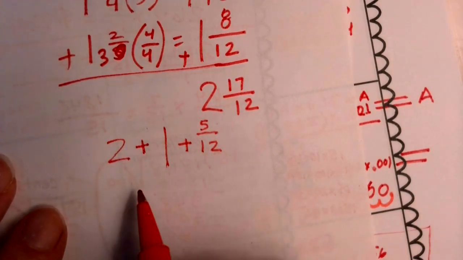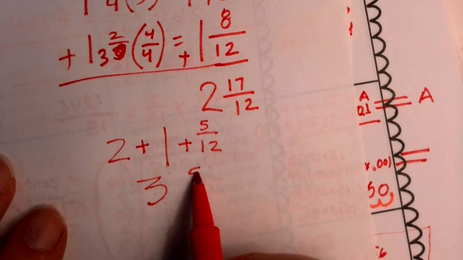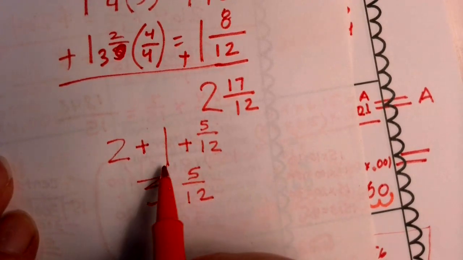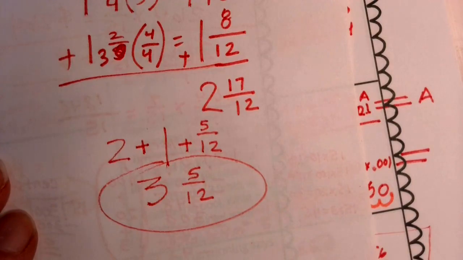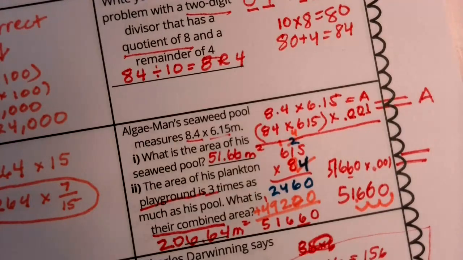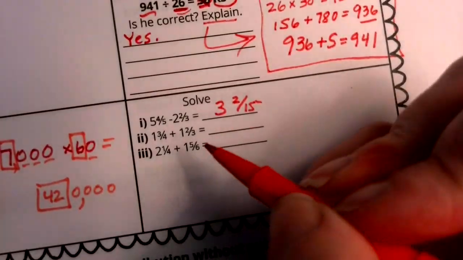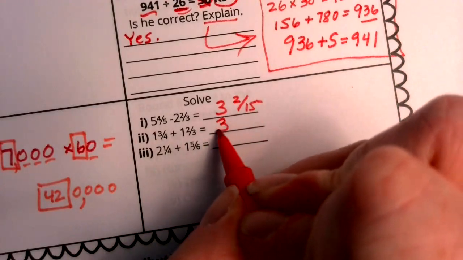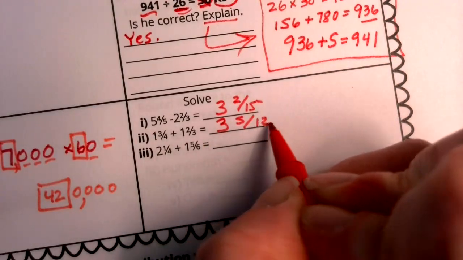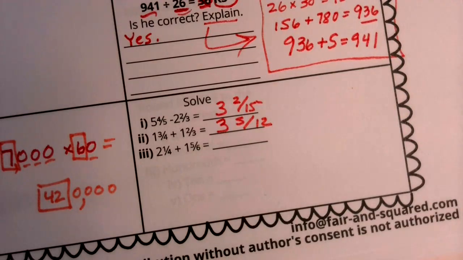So now when I join this together, I have 3 and 5/12 as the best form for my answer, 3 and 5/12. Let's go ahead and write that down below. We have 3 and 5/12. One more, stay with me.